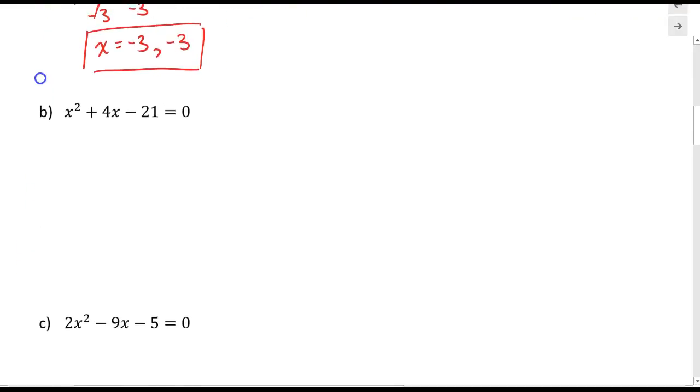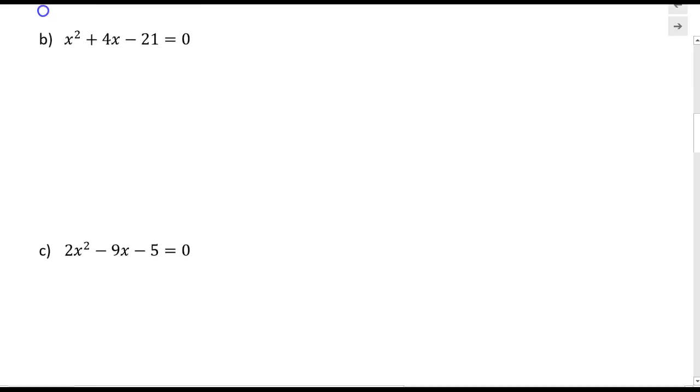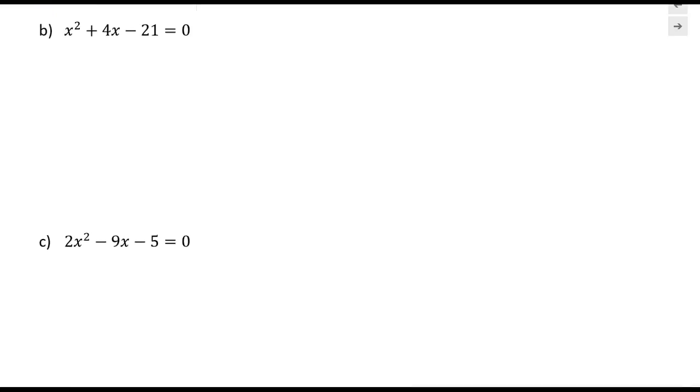So that's how we apply the zero property. Let's try it out with this one. It's still a simple trinomial, so we can still use our product and sum method. I like to think on the side of my page when I think about products and sums. In this case, I can spot it pretty quickly. 21 has a factor of 3 and 7.